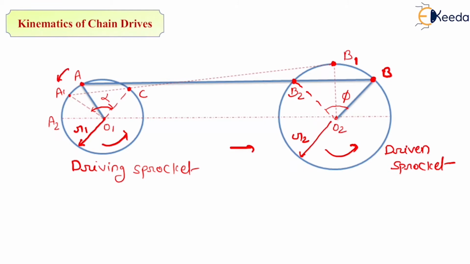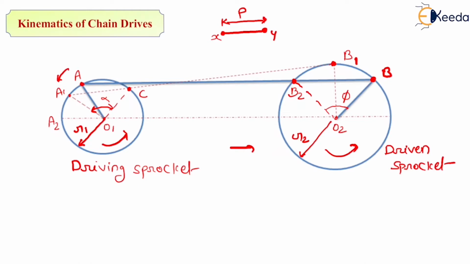Here, if we consider one pitch, pitch is generally the distance between two hinge joints in a particular chain, or for two corresponding links of the chain. In the driving sprocket, the angle subtended by the pitch of the link is alpha. It is given here as alpha. This AC represents the length of the pitch.